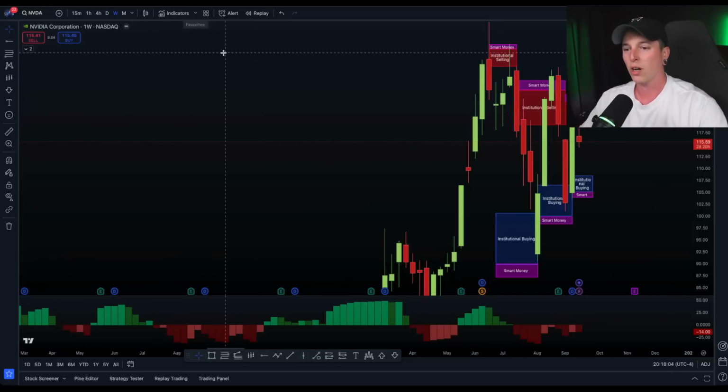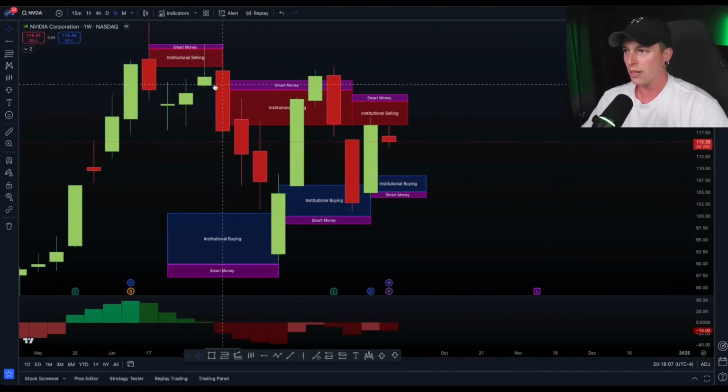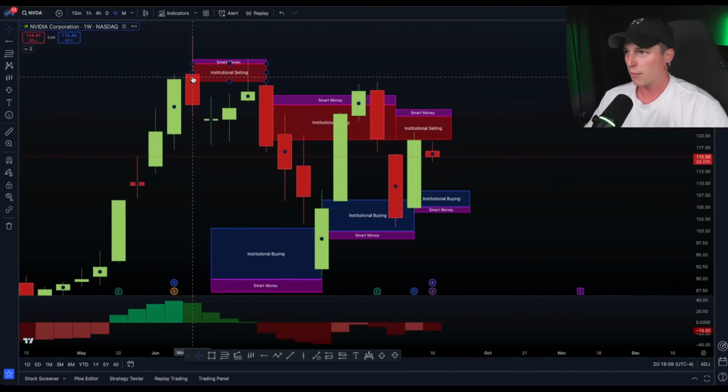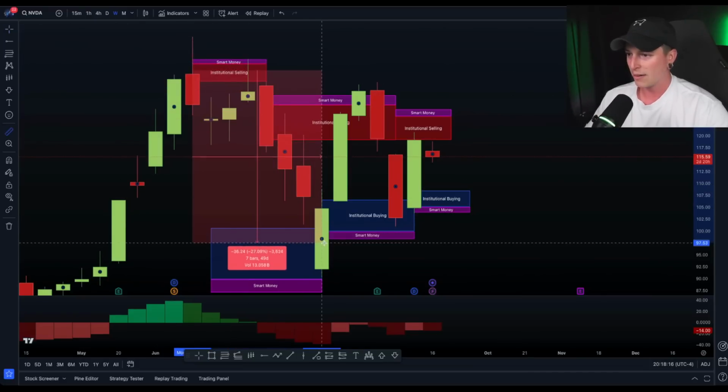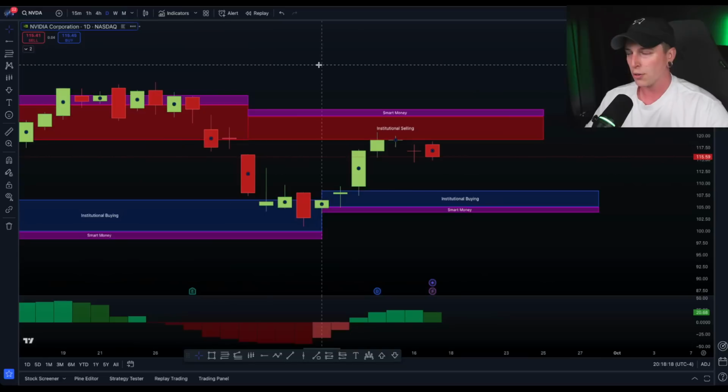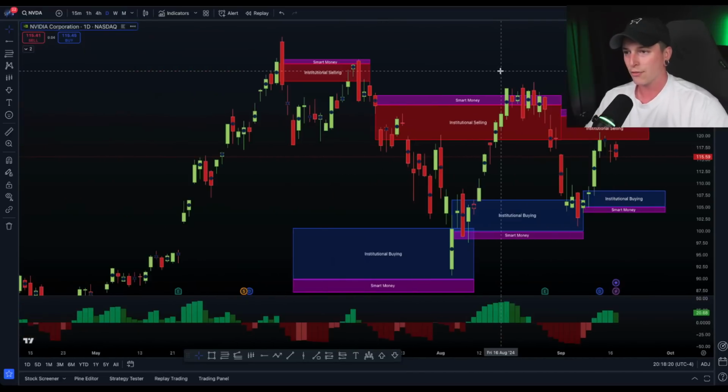And this will work on multiple different time frames. You can even see here on the weekly, this is where we're able to call the top back here. You get that lower high. Price ends up selling off down here and over and over and over again. You can use this on so many different time frames.